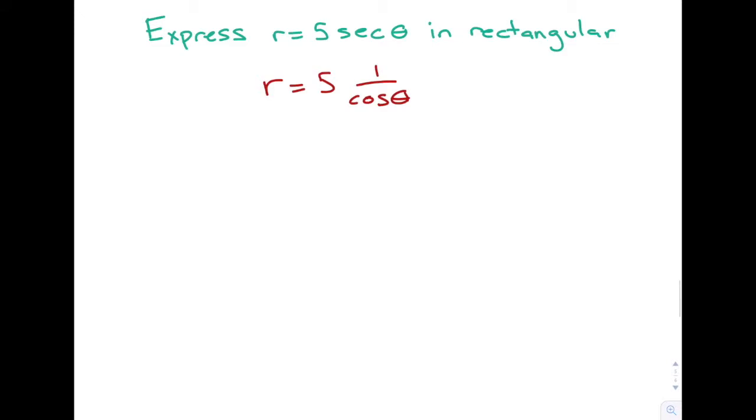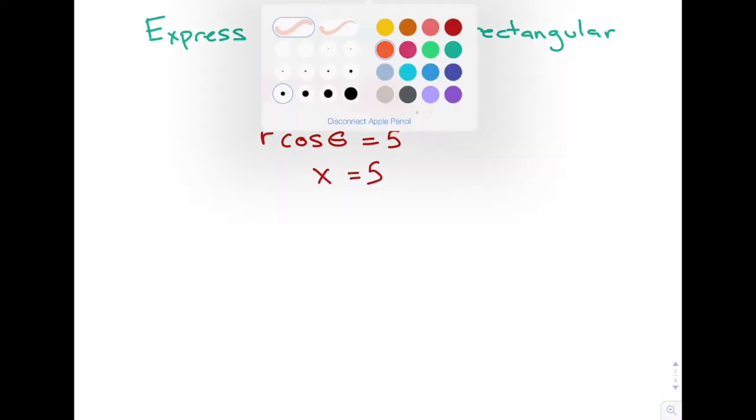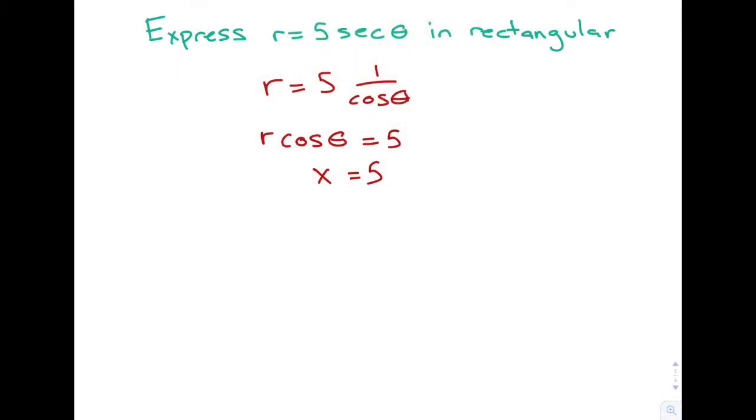Multiply both sides by cosine theta, and we have r cosine theta equals 5, and r cosine theta is just x, so we have x equals 5. So it turns out, as you're probably beginning to visualize now, that the equation in polar, r equals 5 secant theta, is just a vertical line. More on that later, but a nice little preview.